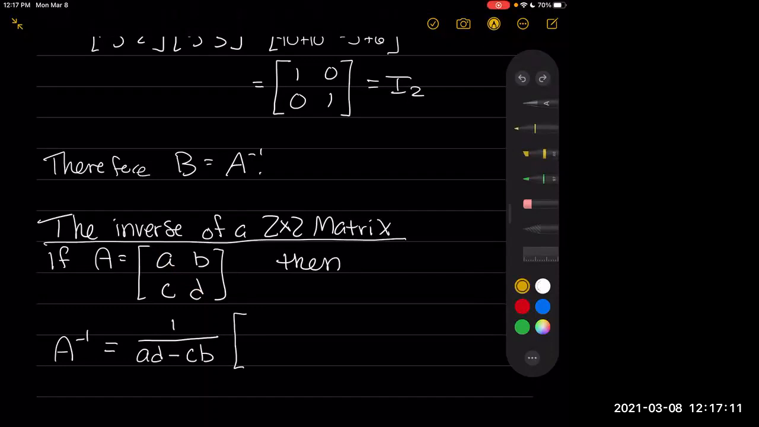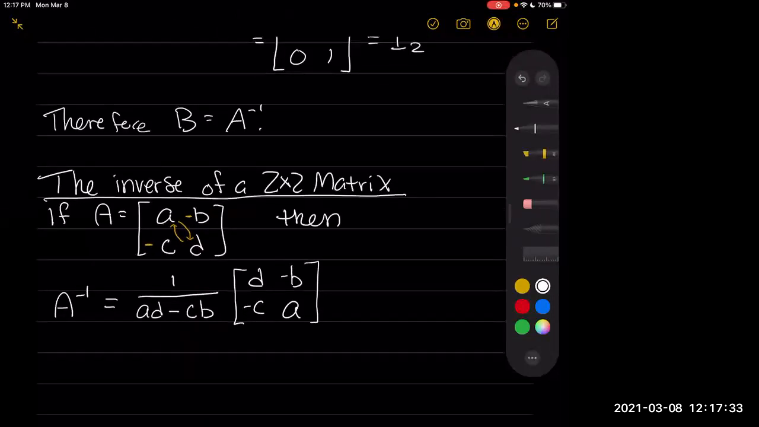I'm actually just going to write it. So we're going to switch these two terms, so we get a D and an A. And then we're going to make B and C negative. So we get a negative B and a negative C. And this only works if AD minus CB does not equal 0.